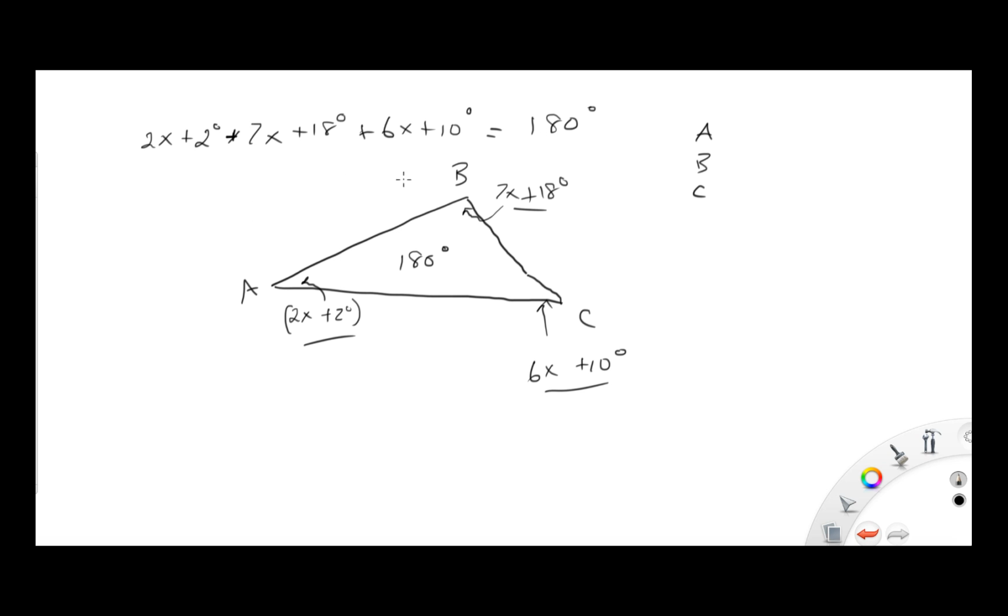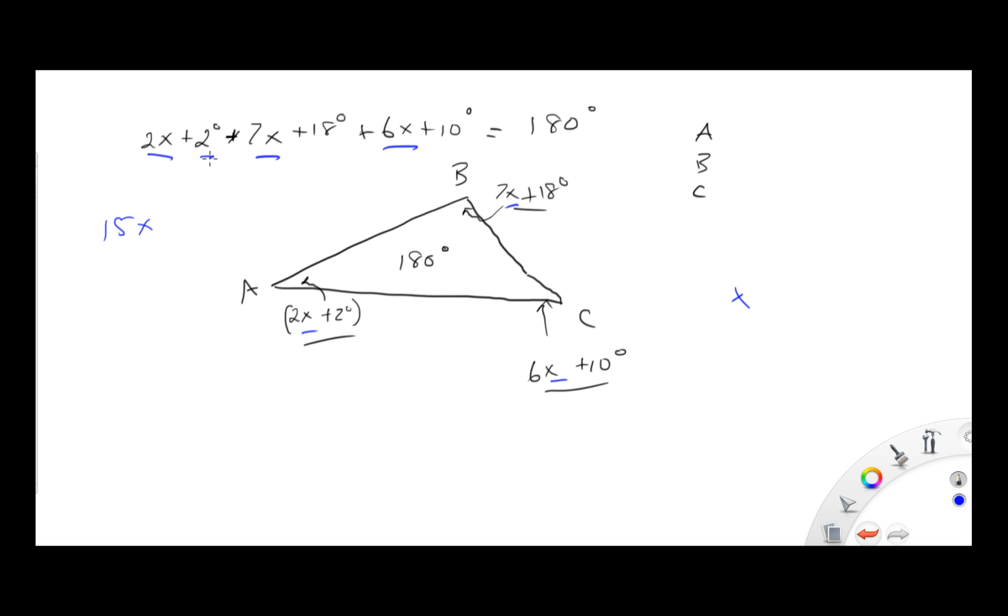All right, now we have to just add our x's together and add our degrees together, and we can figure out what x is equal to. We're trying to find x, and then once we find x, we can put x back into each one of these equations, and we can find it for that specific angle. All right, so there's a 2x here, 7x here, and 6x. Well, how many is that? By my count, it's 15x.